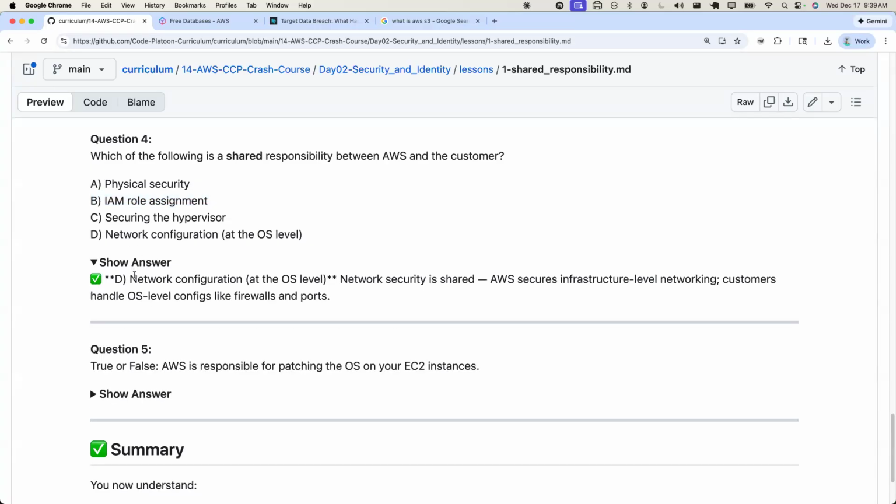Good job, guys. The answer here is network configuration at the OS level. AWS does some infrastructure level networking, but as customers, I still have to handle firewalls and ports and stuff like that if I spin up an EC2. So I was wrong. Ah, darn. You were half wrong, but we still got the right answer.